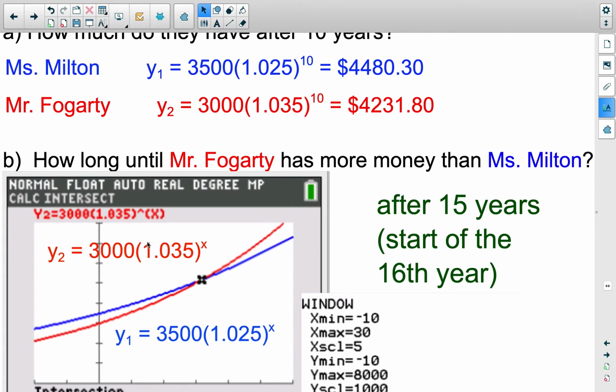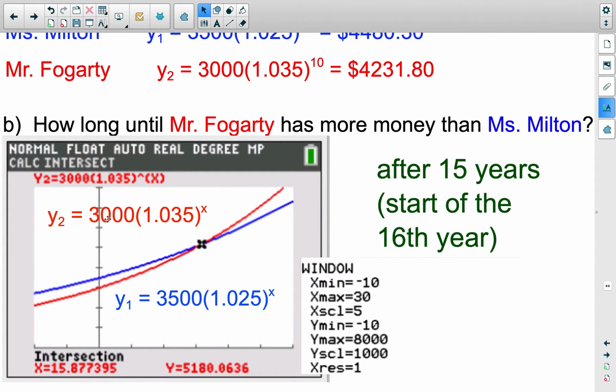So I would look at this graphically, and what I did was I just put both equations into my graphing calculator. Okay, so you can see Mr. Fogarty's in red and Miss Milton is in blue. And off to the side here, I put my window. So I set my x max to 30. Keep in mind, x is years.